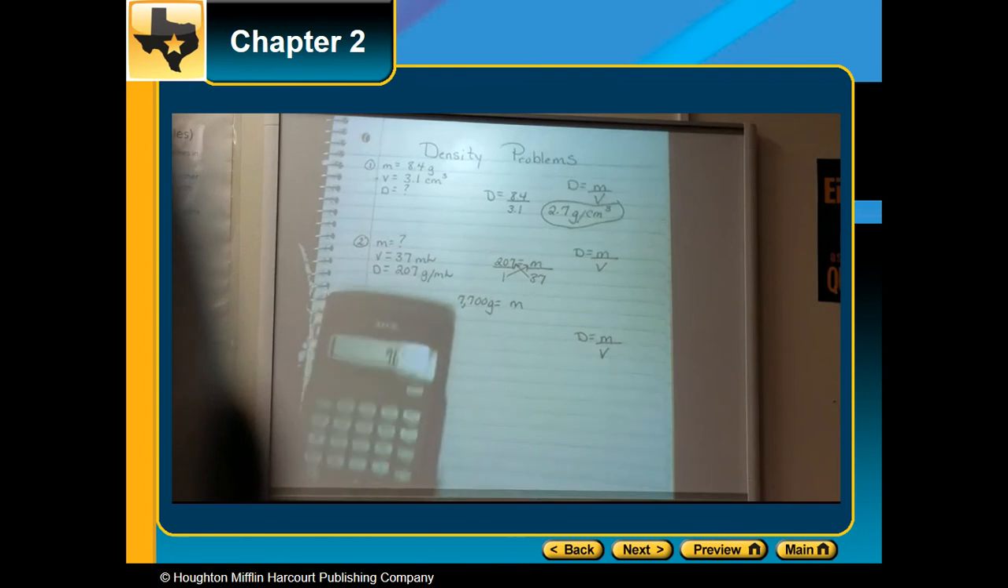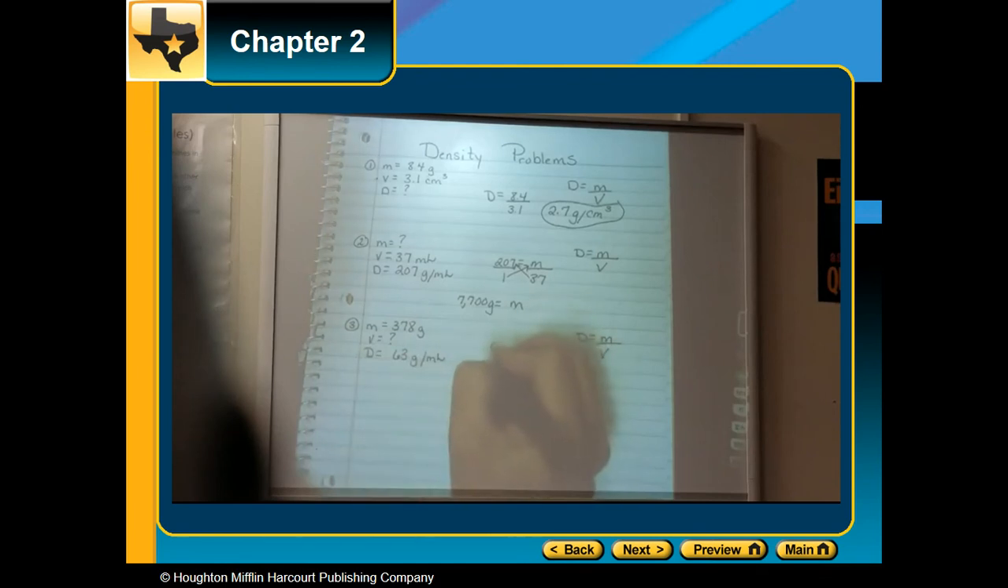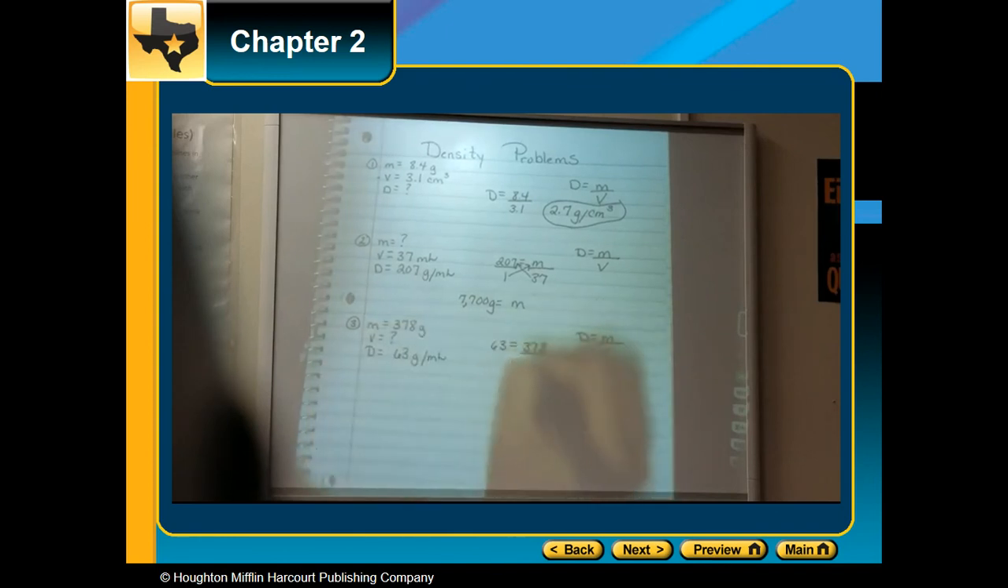Okay? All right, last one. This one you're missing volume. I'm going to take my variables, plug them in. Got that part down right now, so far. 3 is my density, okay? Mass is 378. And I don't know my volume this time, so I'm just going to write a V. I don't know what it is.